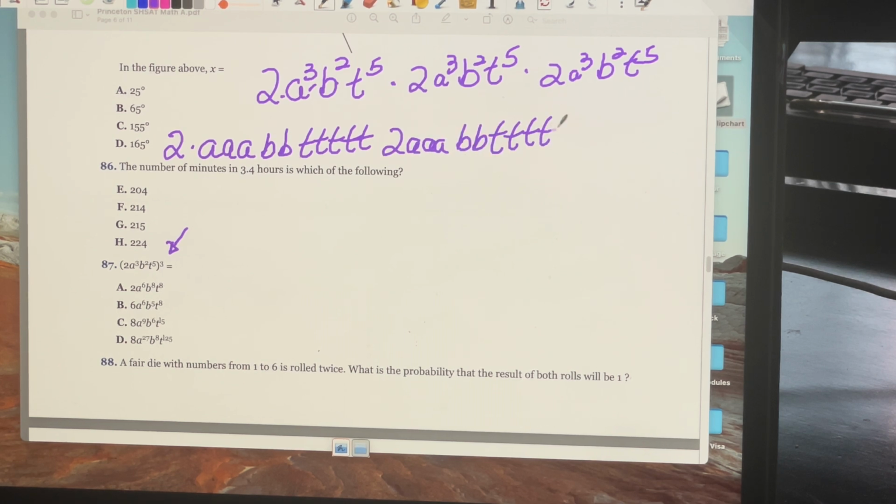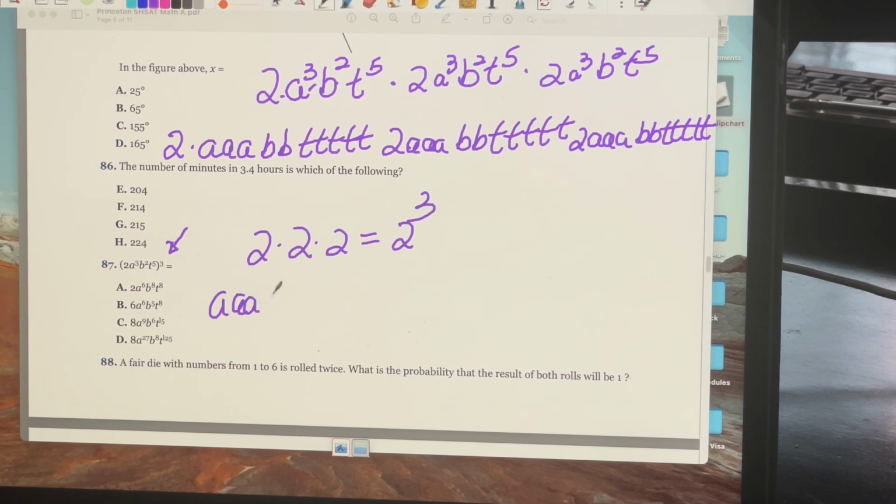1, 2, 3, 4, 5. And then the third one, 1, 2, 3, 1, 2, 1, 2, 3, 4, 5. They're all t's. Now, you've learned this in class. It's because it's multiplication here that I can move things around. All the 2's, 2 times 2 times 2. What is that? Well, it's 2 to the 3rd. All the a's together, there's 9 of them, I believe. What happens when you multiply 9 a's? What's the shortcut of writing that? Well, it's a to the 9th.